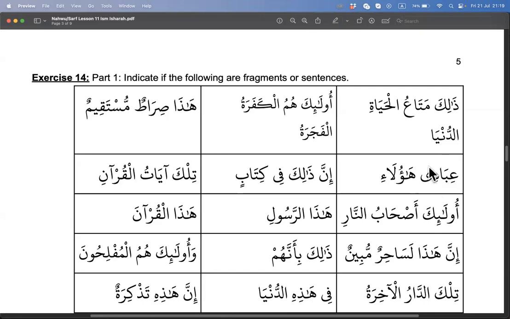So what fragment do we have here? Mudhaf ilaihi. Yes, this is a mudhaf ilaihi. So when we have an idafa followed by a pointer, is it a fragment or a sentence? With an idafa, we cannot put the pointer in front, if you want to make a fragment or if you want to make a sentence.